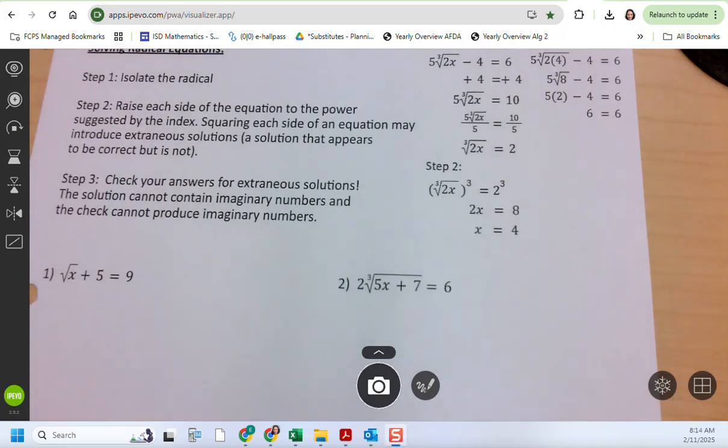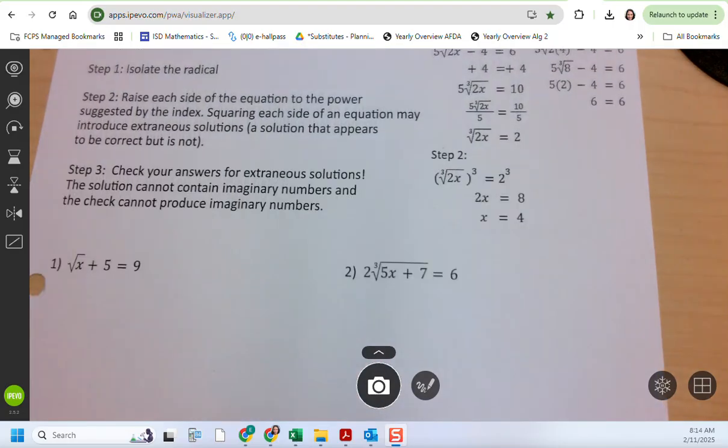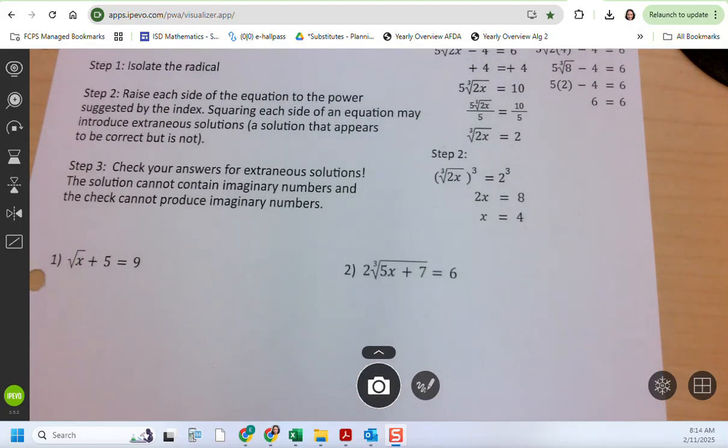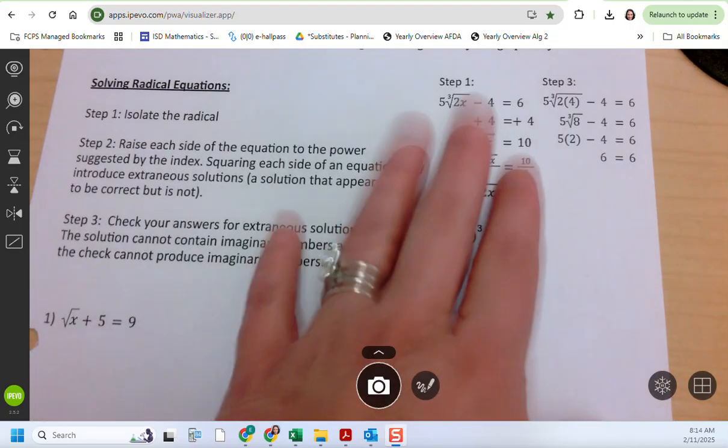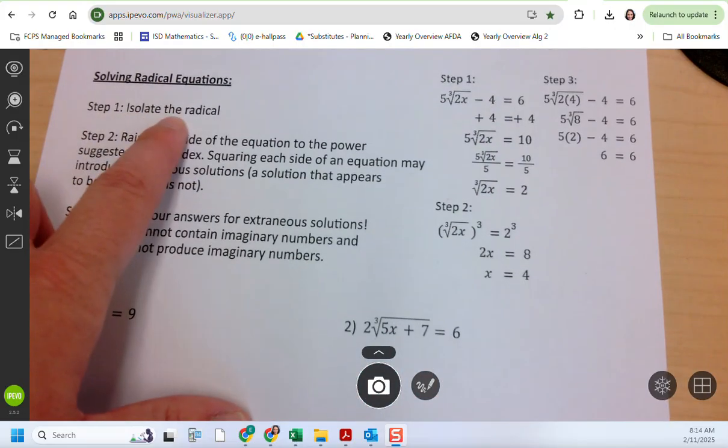Okay, here we go. So we've talked about simplifying radicals in our last unit, but now we're going to be solving radical equations. So basically you're solving for x, but the equations you'll notice have a radical in them. So there's an example up here. The first step is to isolate the radical.